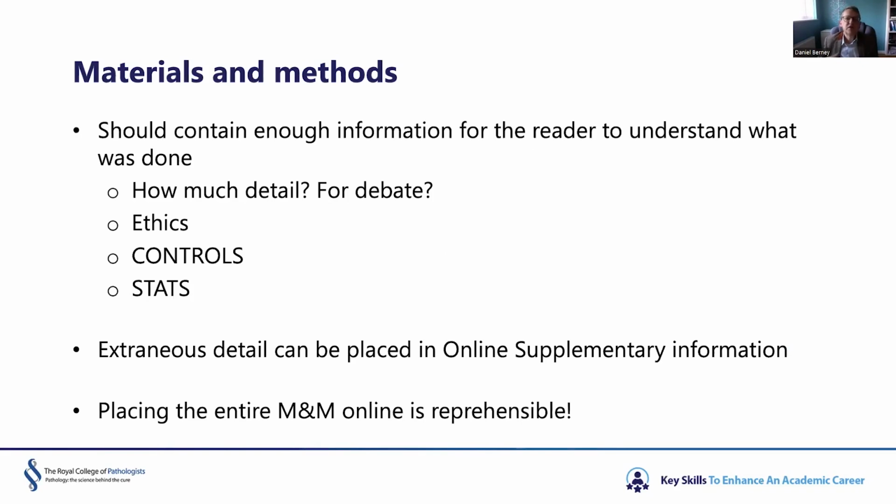Materials and methods should contain enough information for the reader to understand what was done. How much detail is for debate? Should always include ethics. Always have your controls up front. Always have your stats up front. If it's too big, you can always put it in an online supplementary information. If you're dealing with a really big paper for Nature, some people package their whole material and methods online. That's not the way to go. Certainly for the paper, which is pathology and the Journal of Pathology, I think having a material and methods there is absolutely fine.